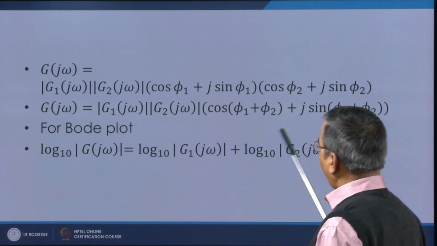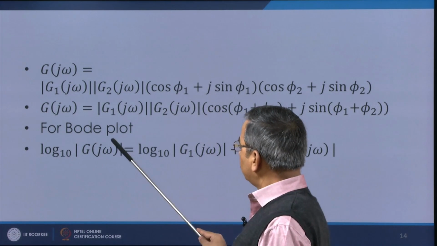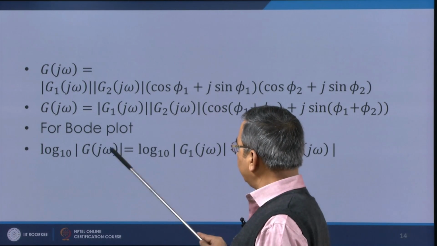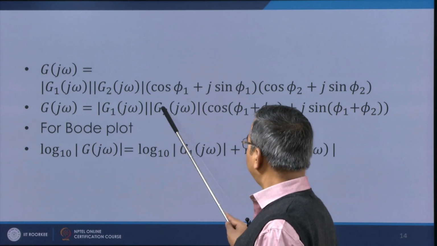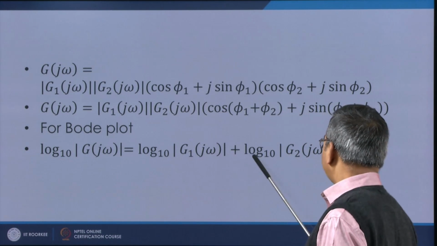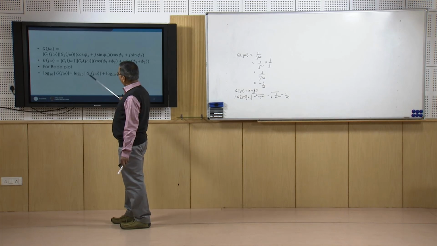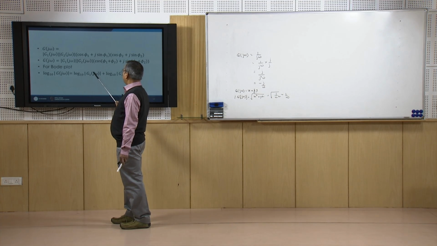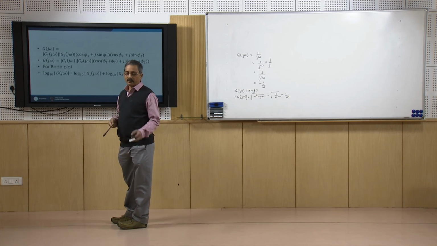So, for the Bode plot, this is our combined magnitude. In the log scale I can take log 10 of G(j omega), and since these are a product, its logarithm is going to be a sum. So, we have log 10 magnitude of G1(j omega) plus log 10 magnitude of G2(j omega). So, for this type of system we can just add the Bode plots of the individual subsystems in order to get the Bode plot for the whole system.